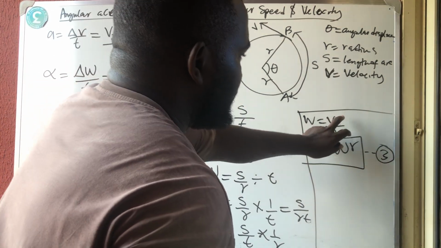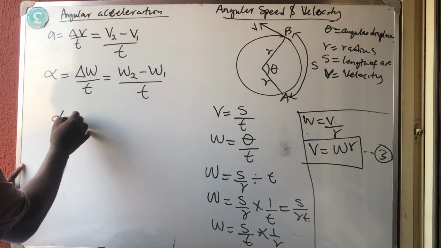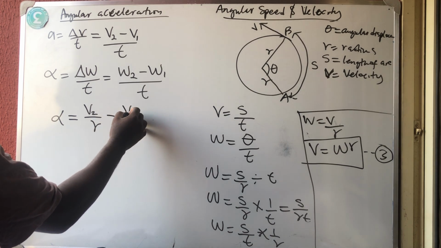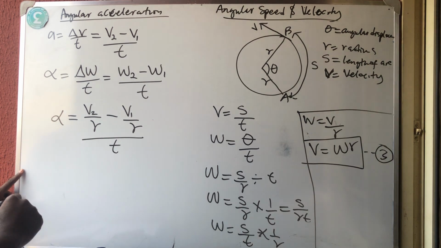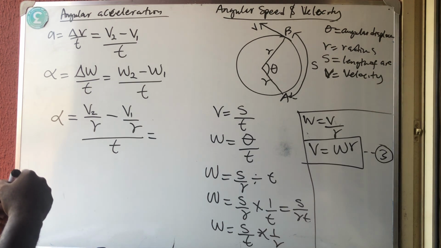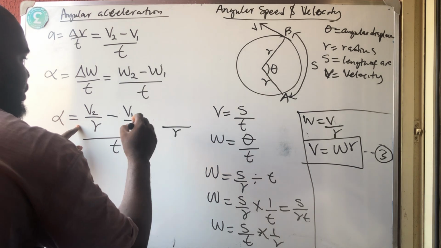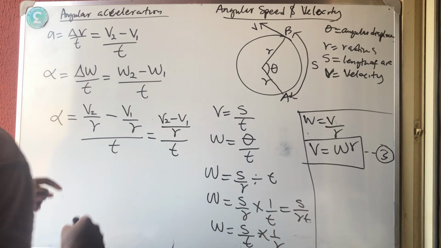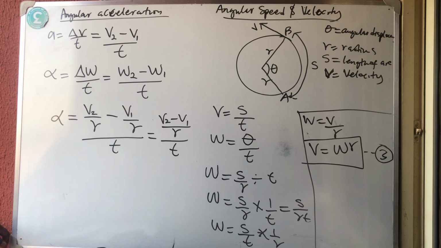Angular velocity is linear velocity over r. So let us now put it. So angular acceleration will now be v2 over r minus v1 over r, everything divided by t. Okay, so if I now take the LCM, I'm going to have just one r. I'm now having v2 minus v1 all over t. This r can come down here.